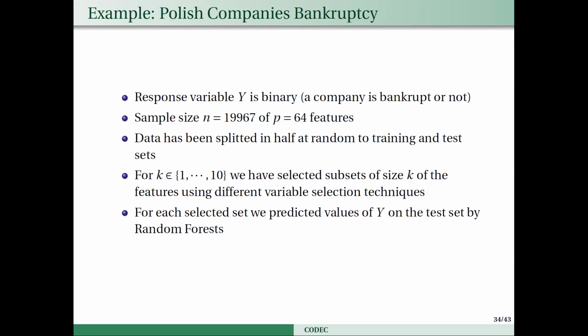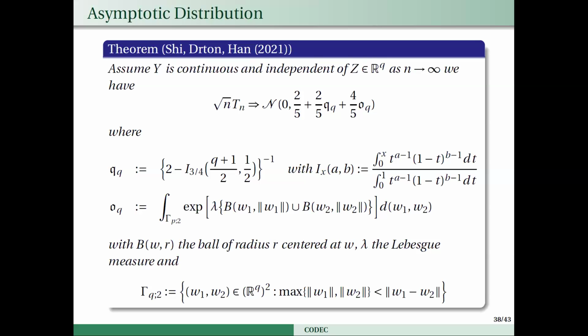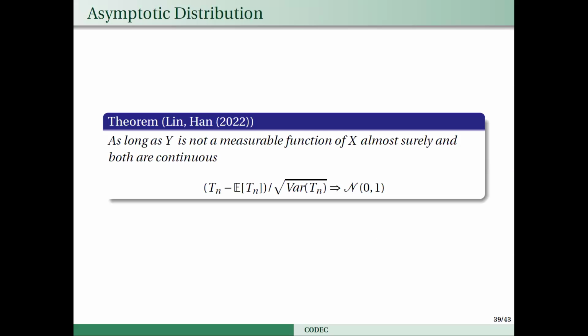Maybe I skip the example for the variable selection and I'll tell you what has been done. This is a work of Shi, Drton, and Han, and they showed that under independence, the estimator is asymptotically normal, and they figured out the asymptotic variance. And then later, Lin and Han showed that the estimator around its mean is also asymptotically normal. Note that this is important because studying the bias of this estimator is not an easy task. So that's something that we have been working on.